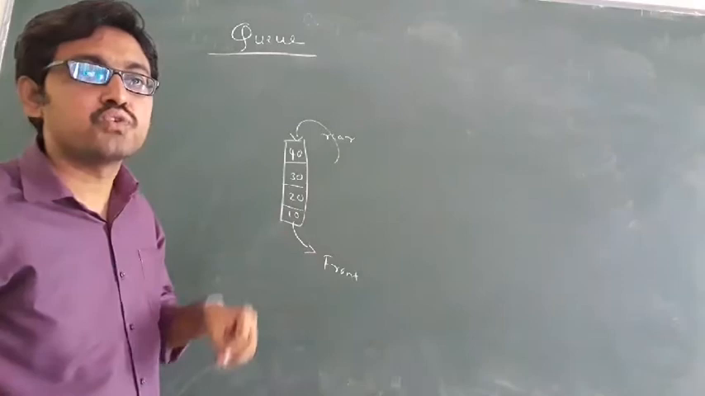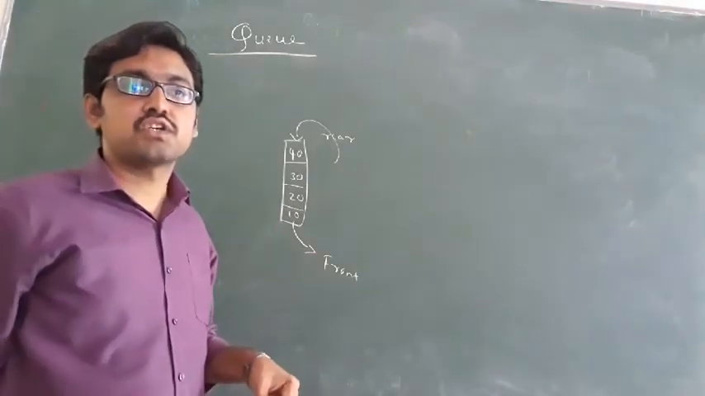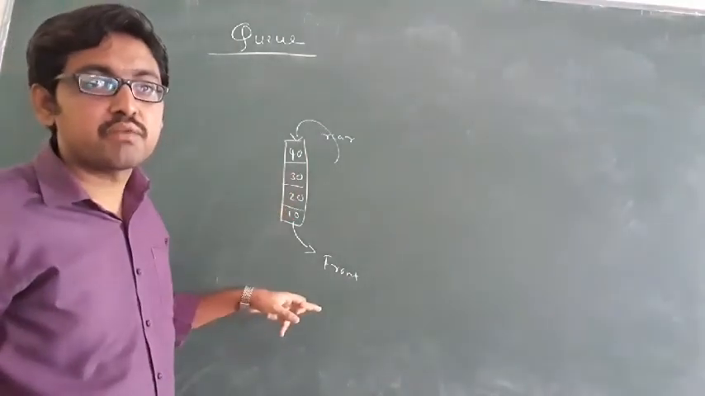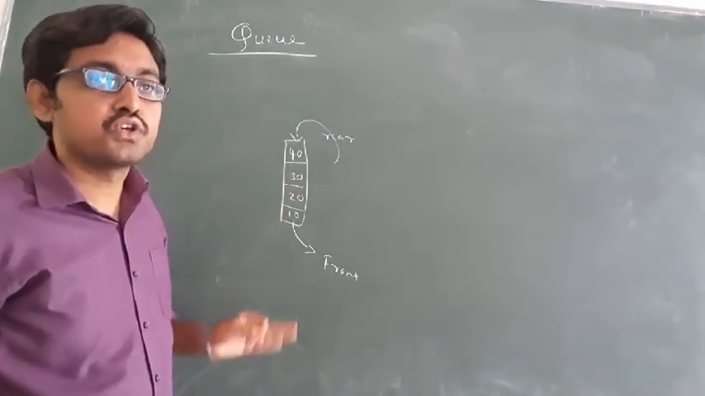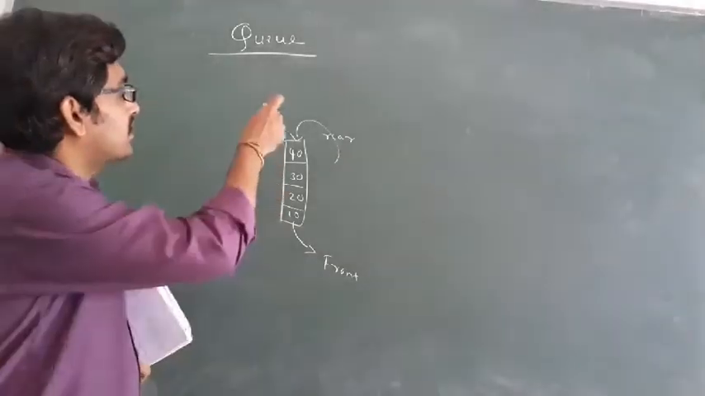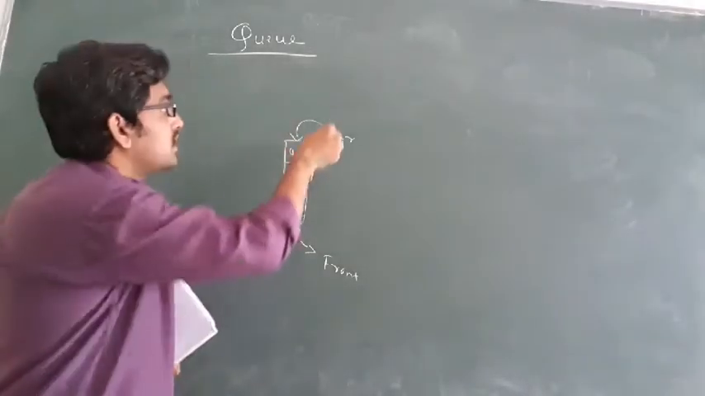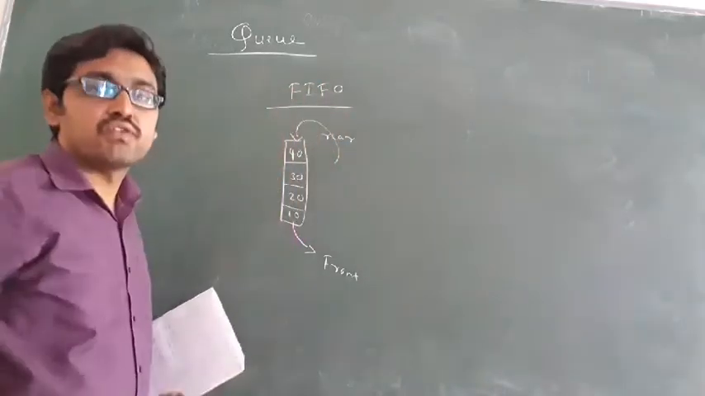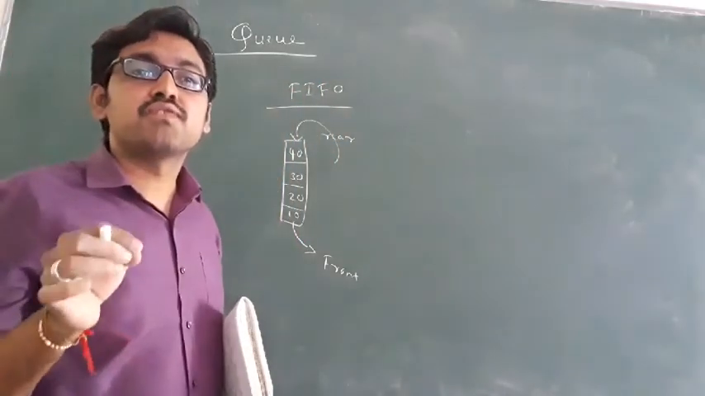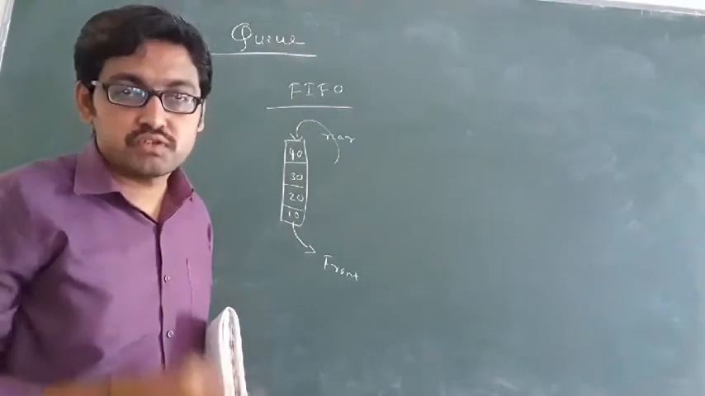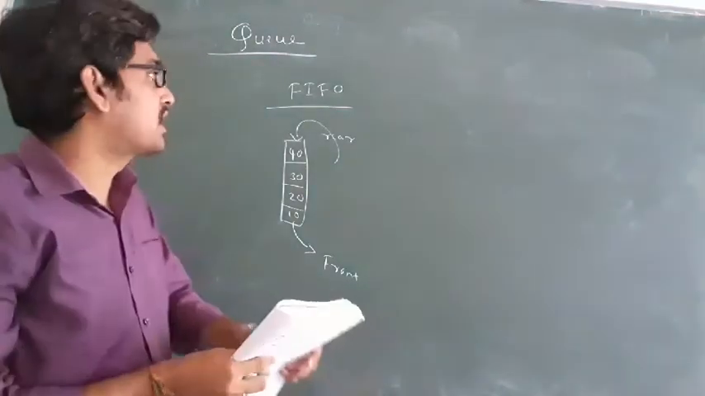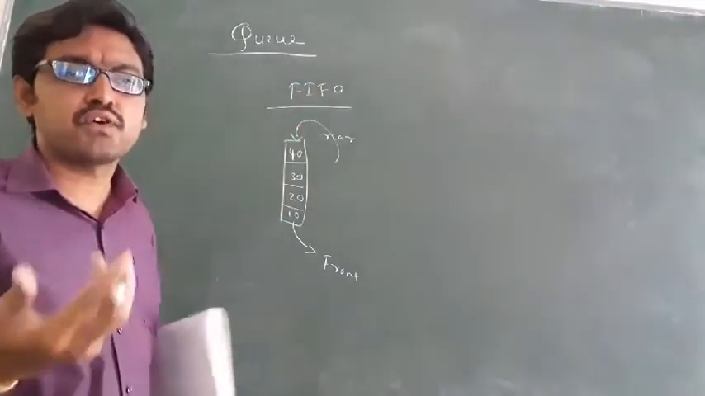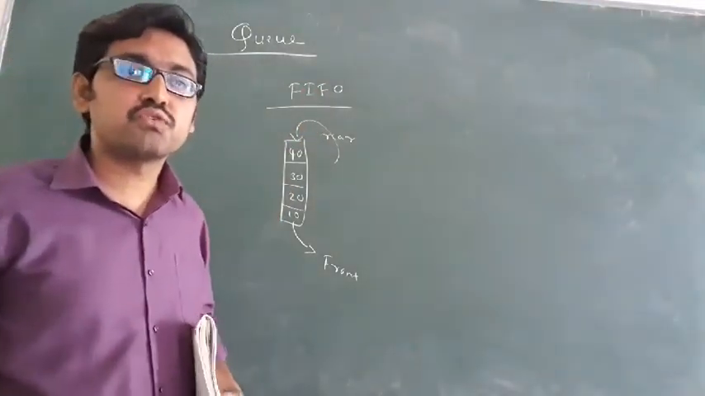So a queue is a linear data structure in which an item can be inserted from the rear end and deleted from the front end. That is called a queue. It works on the principle of FIFO. FIFO means first in, first out. Last class you discussed this.